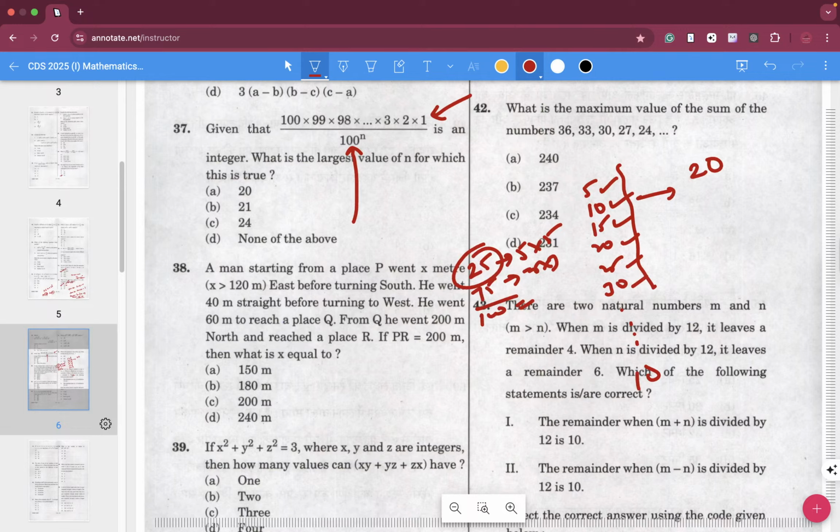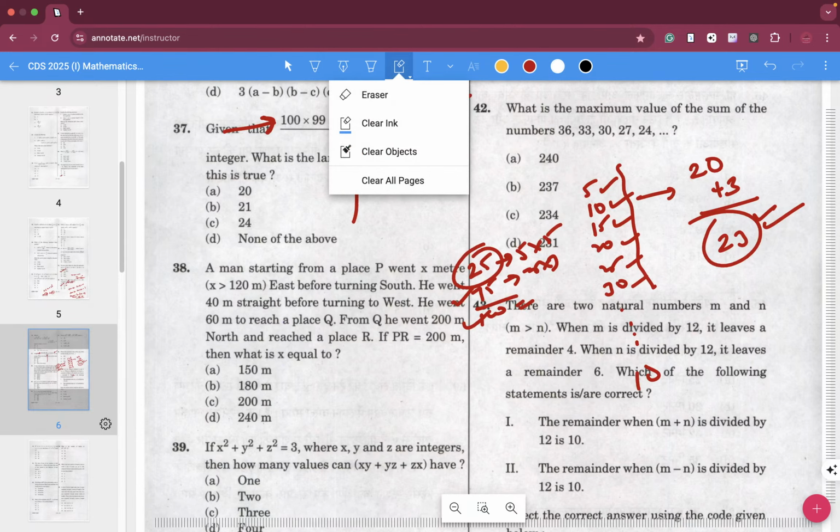75 will have how much? 5 into 5, 25 into 3. Right? 5 into 5. So you have one from here and one from here. Right? So you have 3 more 5s. So which means the number of 5s in this numerator is how much? 23.